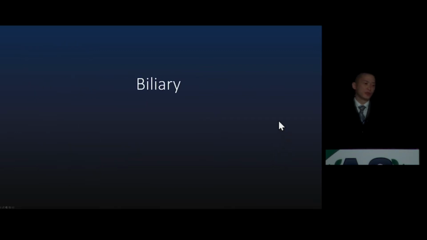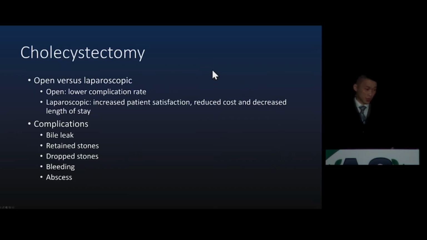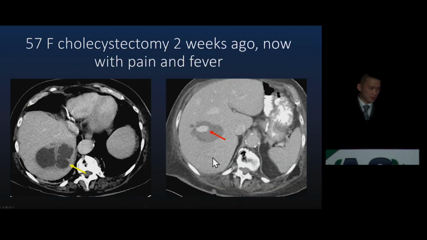Next, we'll move on to biliary complications. We'll talk about cholecystectomy, which has an open and a laparoscopic approach. The open approach typically has a lower complication rate because of a better field of view, although the laparoscopic approach is becoming preferred, or is preferred. Here are some of the complications, and we'll go over some of these.